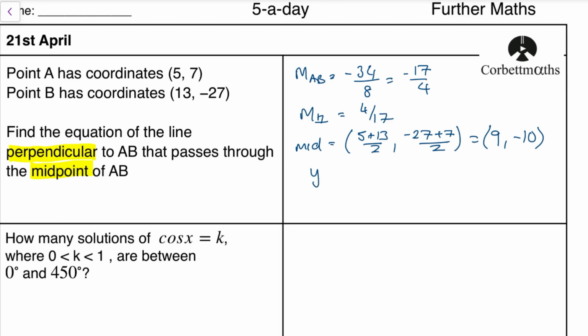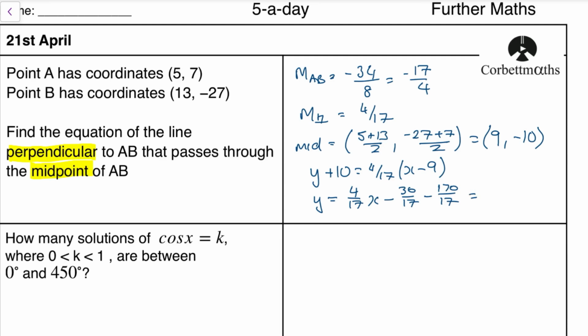Now, I'm going to use the y minus y1 method. So y minus minus 10 is equal to 4/17 of x minus 9. And that gives y is equal to 4/17 of x minus, well, 4 times 9 is 36 over 17. These aren't nice numbers at all, are they? Minus 10, or 10 in 17ths is 170 over 17. And let's combine this now.